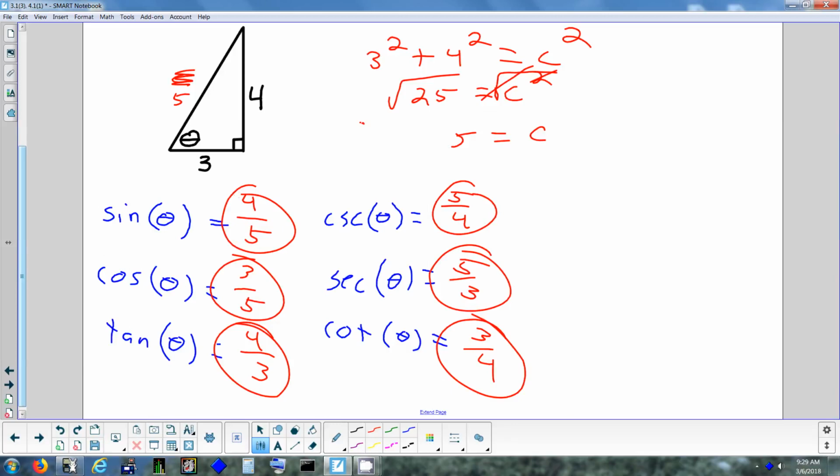Since the hypotenuse came out nice here, we didn't have to worry about square roots. But all the same rules with square roots still apply. If that came out to a square root, then sine and cosine would have had square roots in the bottom. Okay? You can't leave square roots in the bottom.